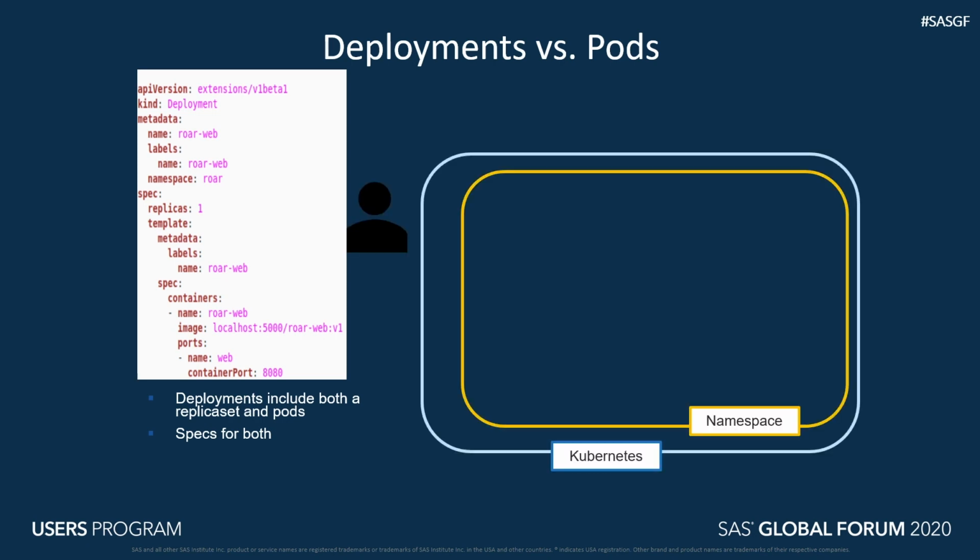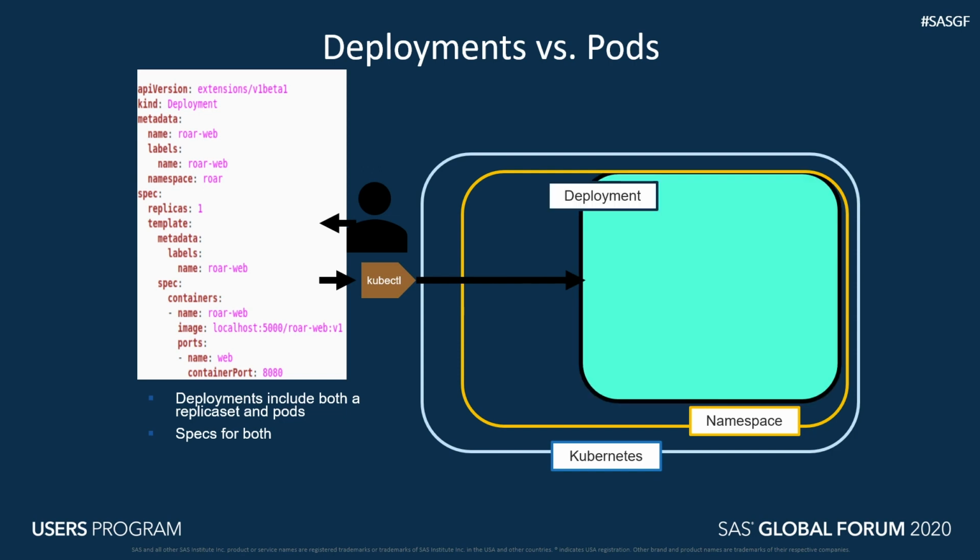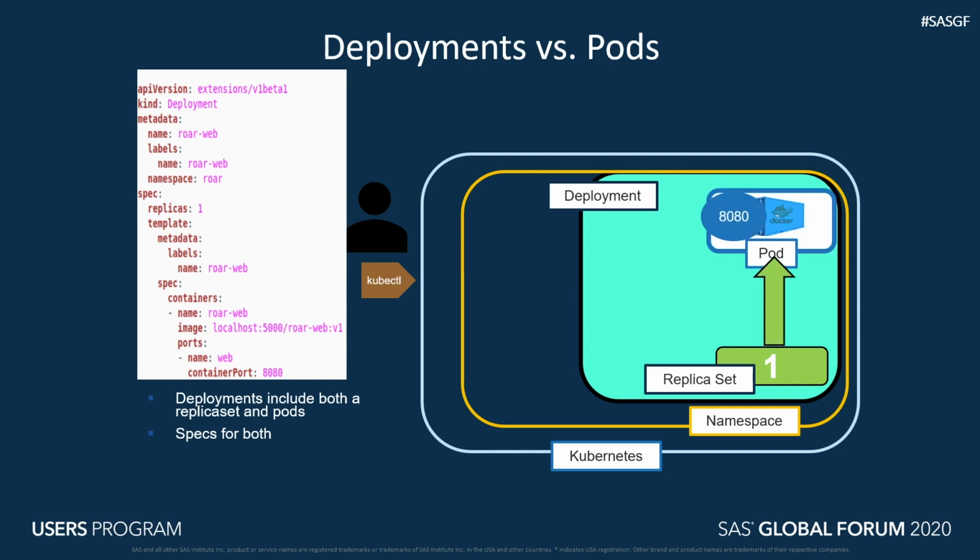I have again my namespace within my Kubernetes cluster. I take this specification, I apply it out there, and create a deployment. The deployment goes to that and says I have to have one of these running all the time, one replica. So it starts up a pod running for me that I can connect to and access.